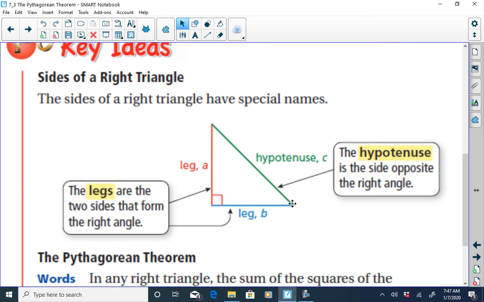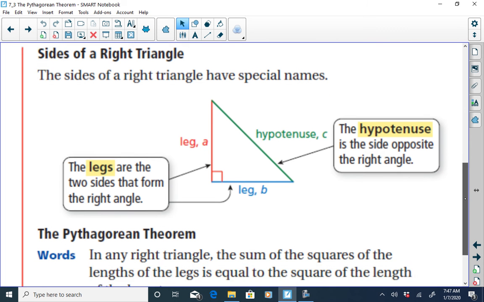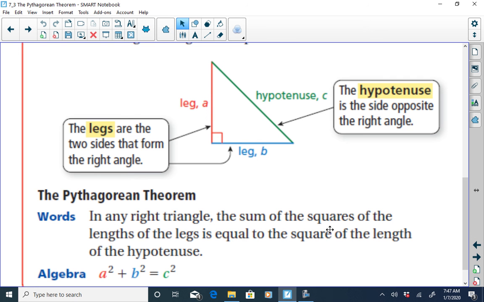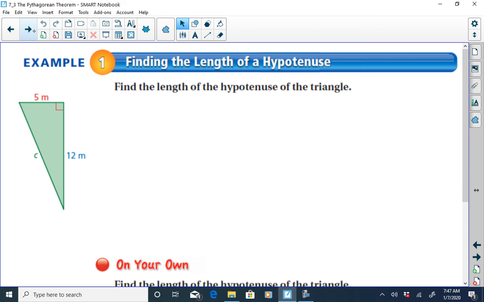The Pythagorean theorem says that in any right triangle, the sum of the squares of the lengths of the legs is equal to the square of the length of the hypotenuse. In equation form, it would read a squared plus b squared is equal to c squared. Because of that relationship, we can use that equation to solve a variety of problems. So let's take a look at our first example.